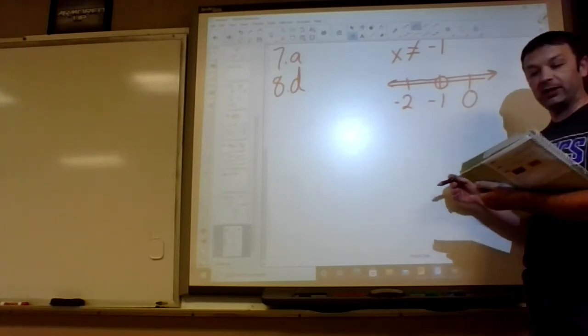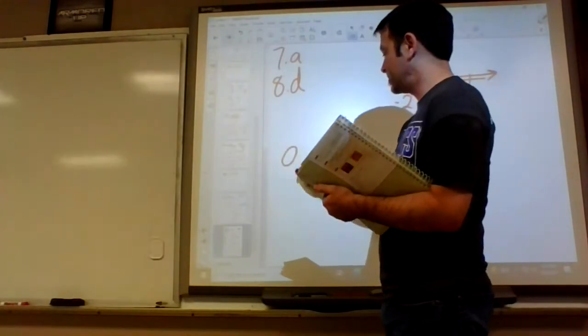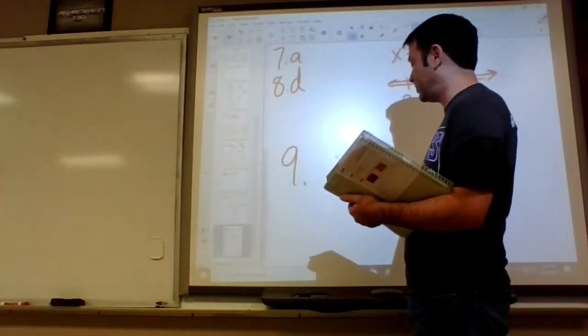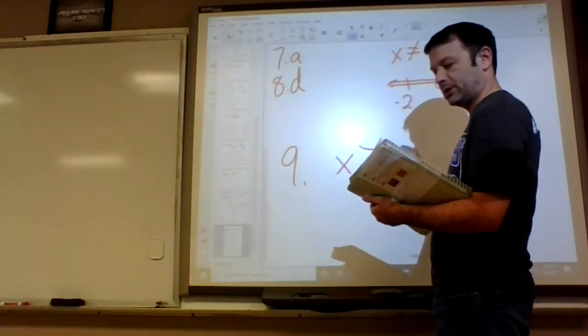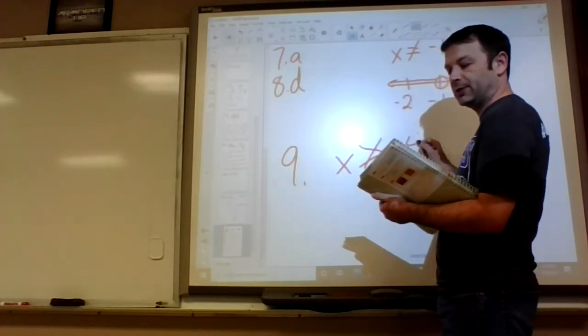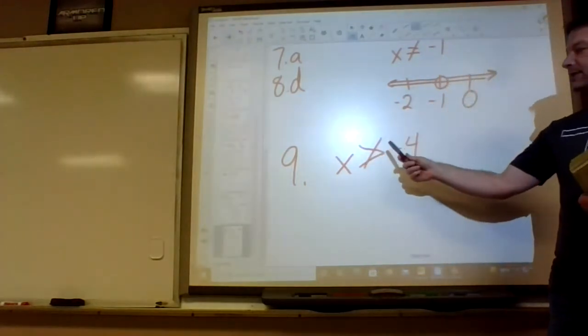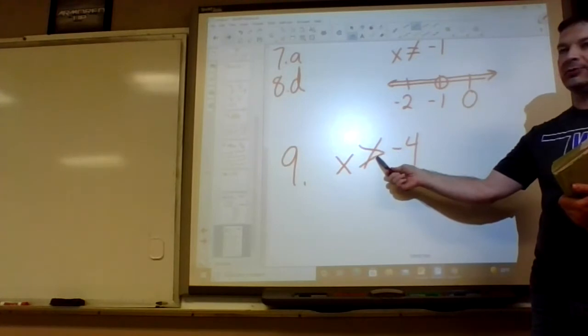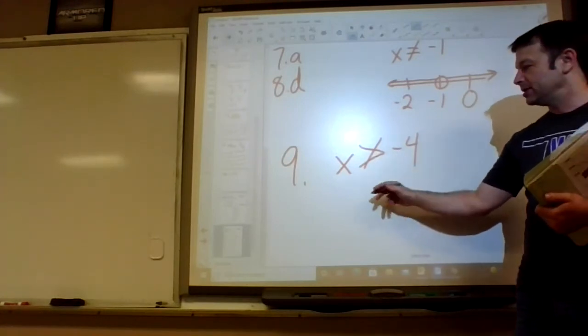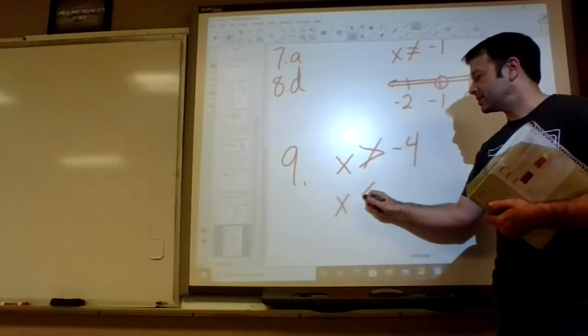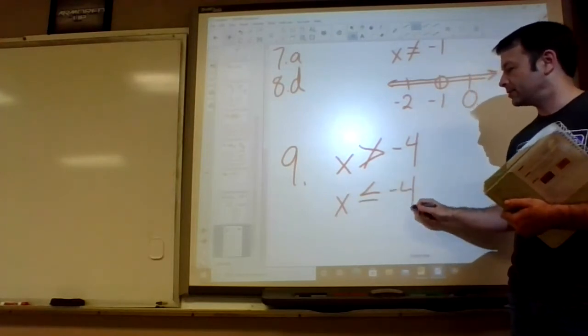Oh yeah, we're doing number 9. Okay, what does number 9 mean? Number 9 means we're supposed to rewrite the inequality without the negated symbol. So if it's not greater than, then what is it? Less than or equal. So all you have to do is write x is less than or equal to -4. That's it.